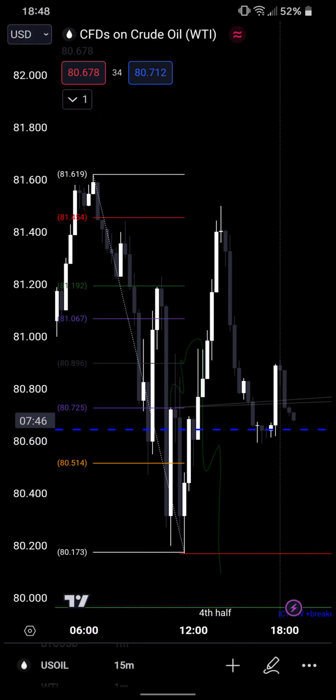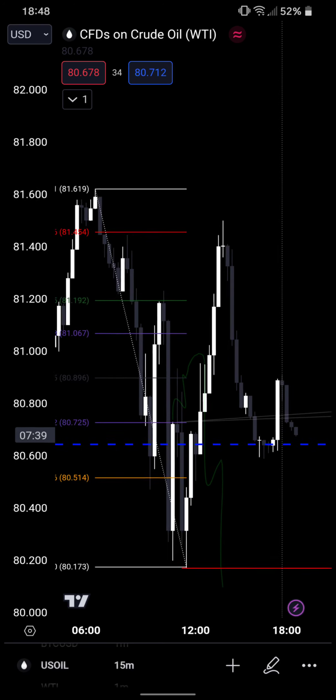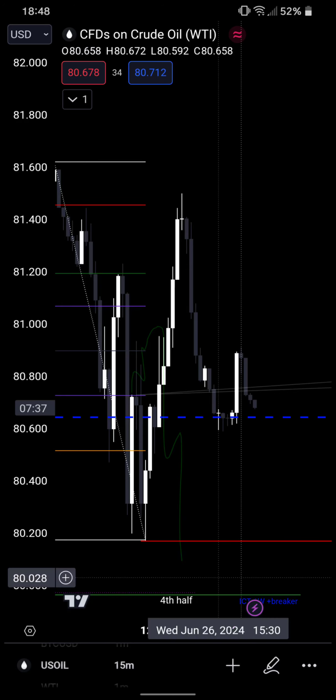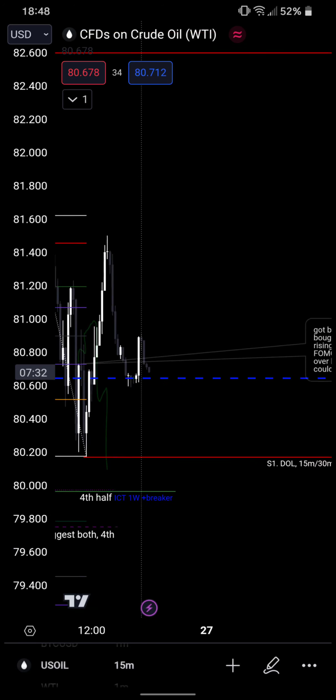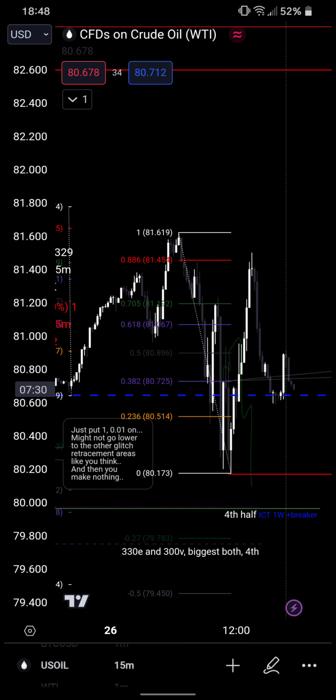I'm doing an ICT daily bias on oil. The reason why I believe the draw on liquidity is down here is that this is an S1 draw on liquidity, meaning it's a structure one. That's my own words. I've been looking at something.